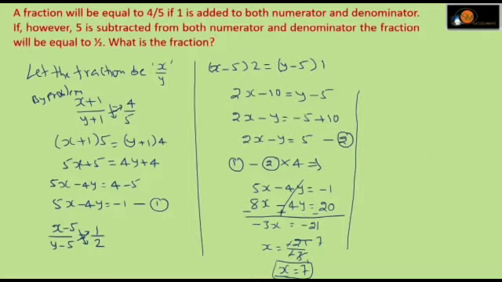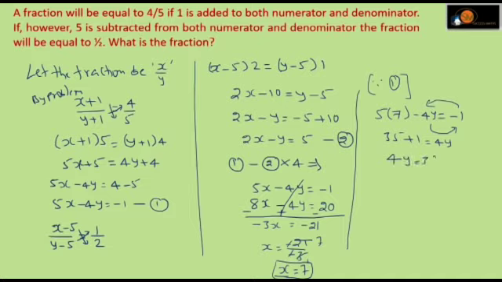See the first equation. Since first equation is 5x minus 4y is equal to minus 1, substitute x value. 5 into x is nothing but 7, minus 4y equal to minus 1. 5 sevens are 35. Transpose minus 1 to LHS and minus 4y to RHS. This one becomes plus 1 equal to plus 4y. From this, 4y is equal to 36.